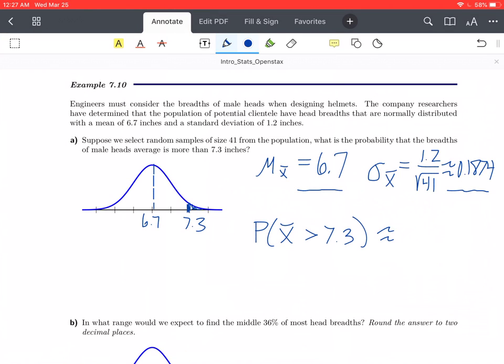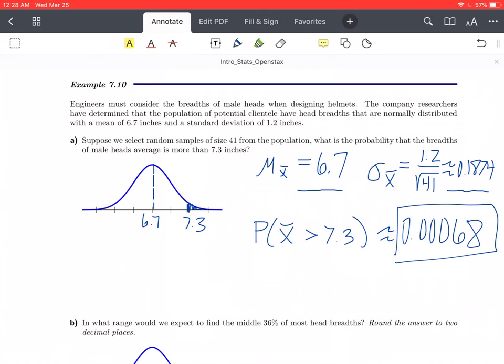So we have 0.00068. So incredibly small likelihood, right? So less than a tenth of a percentage, so 0.07% basically, if we were reading it as a percentage. So very, very unlikely that the average of each sample would be 7.3 inches.